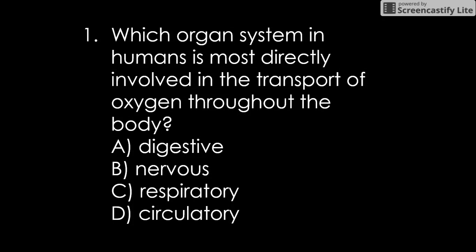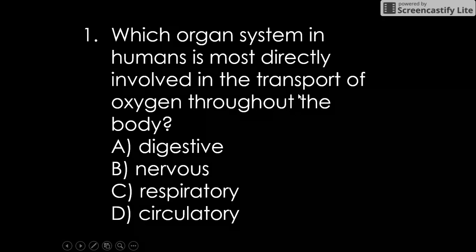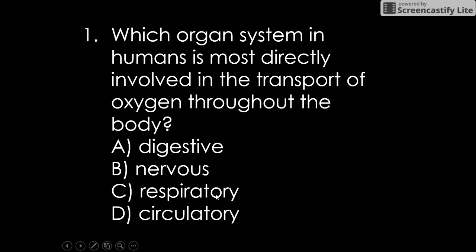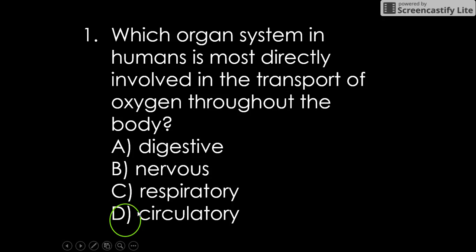Okay, which organ system in humans is most directly involved with the transport of oxygen throughout the body? The transport of oxygen throughout the body. We breathe in oxygen, so it is going, this is actually a typo. It is not the circulatory system. Do not mark D. It is C. C, respiratory system is the one that brings oxygen in.